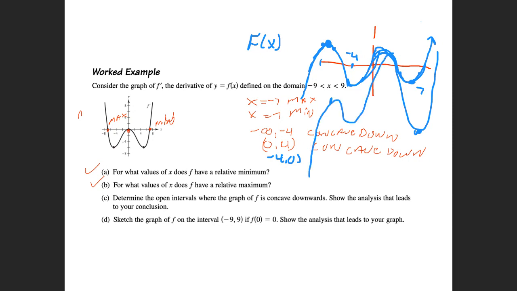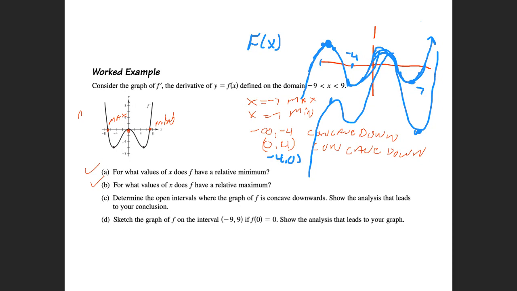Those are things that you don't know. You just know where it's concave up, concave down. You know where the max and min points are. You don't know what the graph looks like. You just know the shape of the graph, where it's going to have a maximum point, where it's going to have a minimum point, where the concavity is changing. That's all you know, okay?